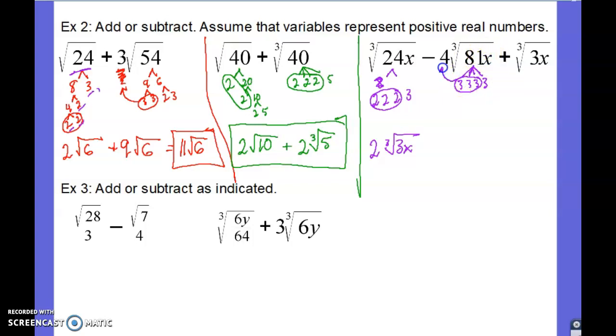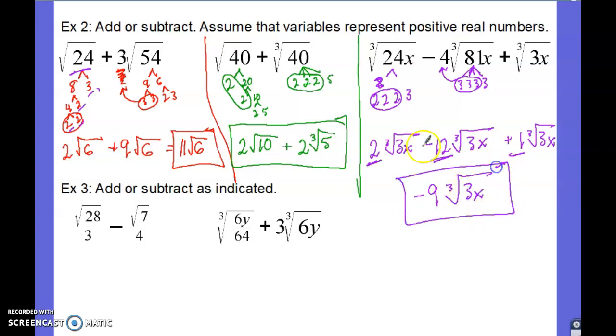Don't forget that we have to multiply by this 4 that's in front. So it's really 12 cube root of 3x. And if it helps, you can write this as plus 1 cube root of 3x. So as you combine like terms, like radicals, I should say, 2 minus 12 is negative 10, plus 1 would be negative 9 cube root of 3x. Notice all of them had to have the same index and radicand in order to combine them together.